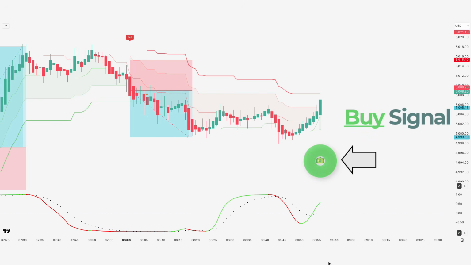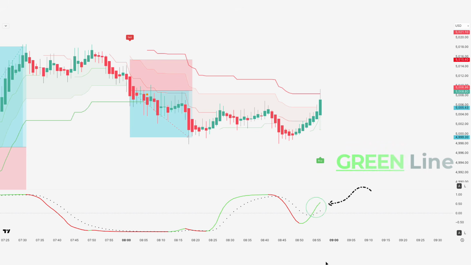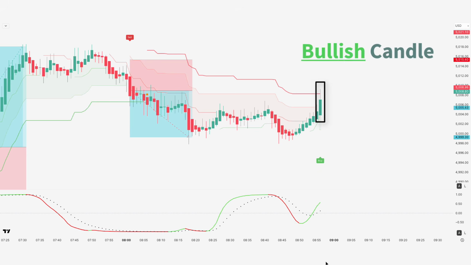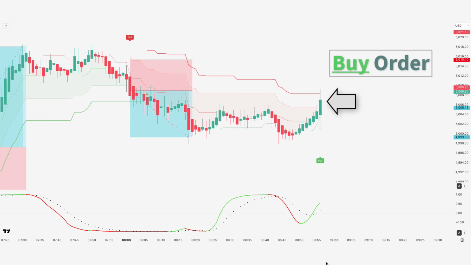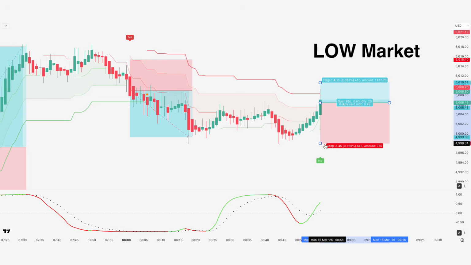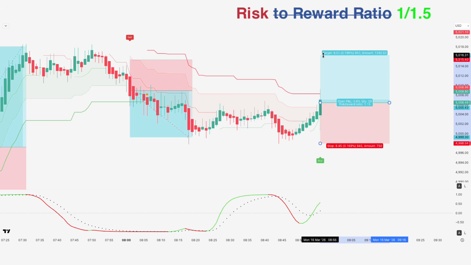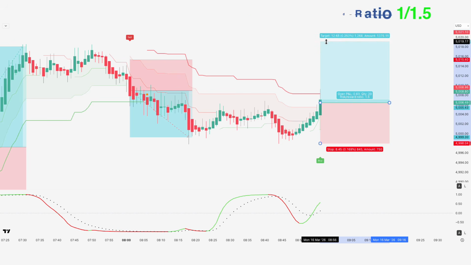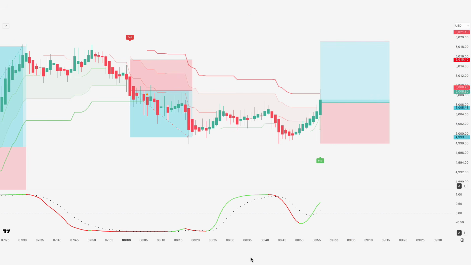Here the Supertrend DESTA arrow of this indicator is a buy signal. Here the normalized smoothed MACD is a green line. Here the market has made a bullish candle to give confirmation. So all our conditions are being fulfilled, so we are placing an order to buy. Our stop loss is to be placed at the previous low of the market, and the risk to reward ratio will be 1:1.5. Let's see what happens to our trade.